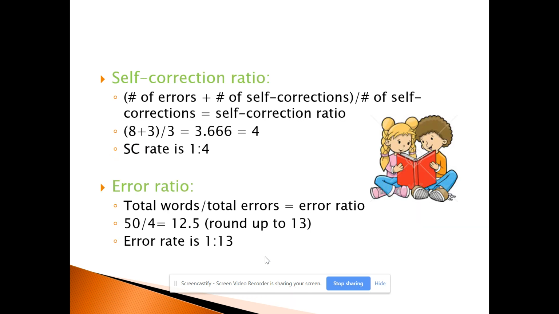We also look at how many times the student corrected themselves. This is a ratio, so how many self-corrects out of how many words. So the number of errors plus the number of self-corrections divided by the number of self-corrections equals the self-correction ratio. I don't like all the numbers, so you guys are going to have to figure this out when we do these together. And then there's the error ratio. How many times did a student make an error based on how many words they read? Total words divided by total errors equals the error ratio. We are going to be doing this in class, so consider your math skills as you're working through this.